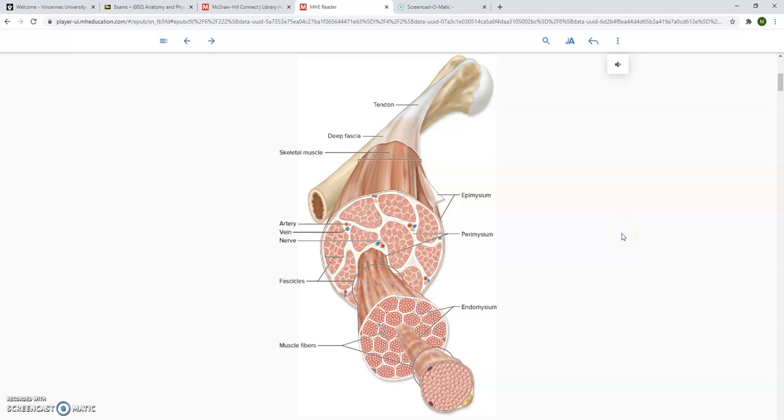The next objective, we want to be familiar with the difference between a tendon and an aponeurosis. I know it's kind of a bad name for that, but that's the name they gave it, so we have to use it.